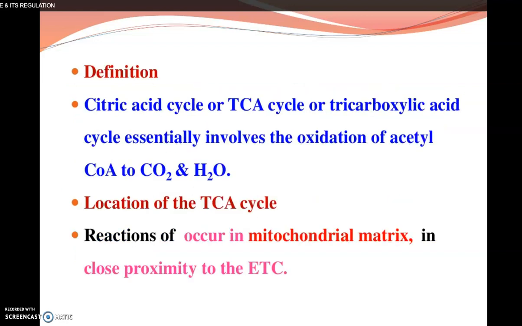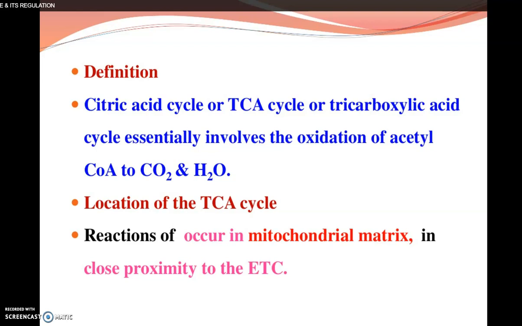So let's discuss the definition of the Krebs cycle or citric acid cycle. The citric acid cycle, TCA cycle, or tricarboxylic acid cycle essentially involves the oxidation of acetyl-CoA to carbon dioxide and water. Basically, if you remember, this acetyl-CoA is also a molecule which is formed in glycolysis. So you have to recall the information you have already learned, and put that information into this cycle.